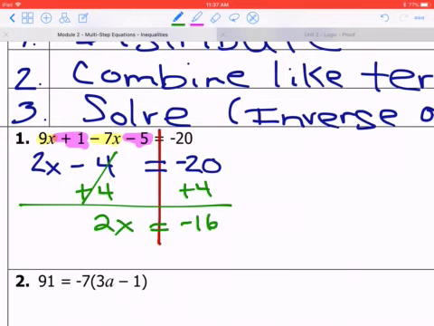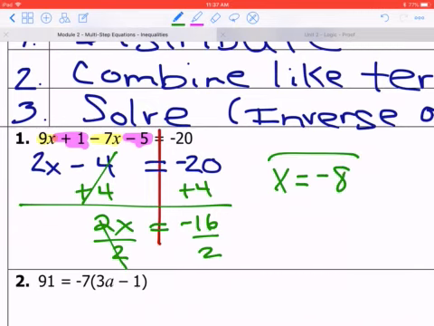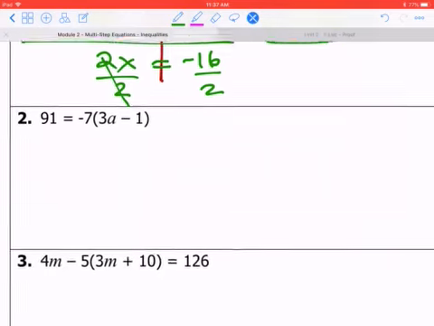Now I need to get rid of the 2. Since it's being multiplied, the opposite of multiplication is to divide. So I'm going to divide both sides by 2. Opposites will cancel out there. 2 divided by 2 just leaves 1. And so I get that x is equal to negative 16 divided by 2, which gives me a negative 8. And that would be my answer. Okay? Let's try another one.